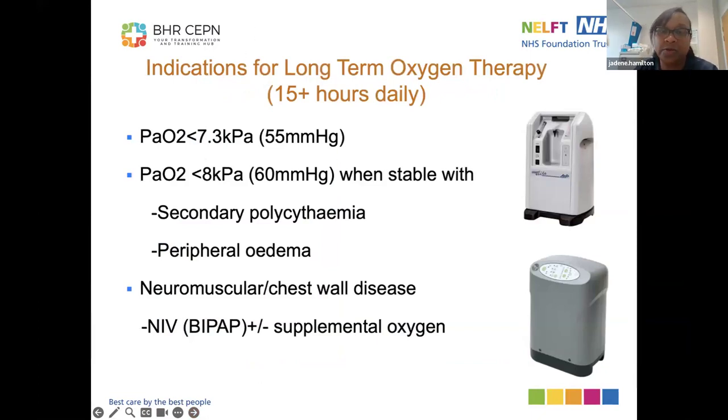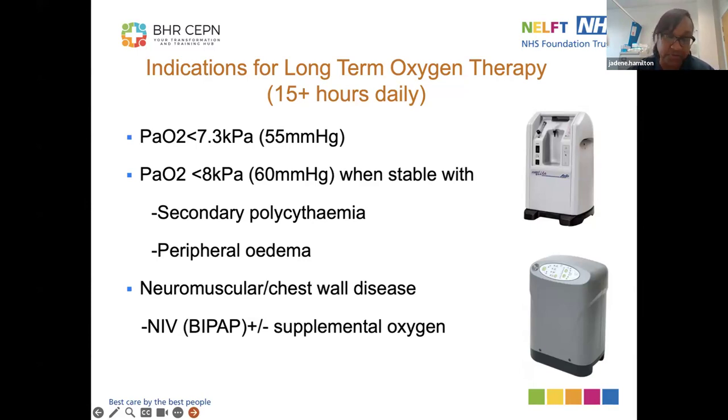Okay, so what are the indications for long-term oxygen therapy? When they come in, we do an assessment. So we're looking at their blood gases, and we're looking for a PO2 of less than 7.3. And if their PO2 is less than 8, we're looking to see if they have peripheral edema or any secondary polycythemia. When we say 15 hours a day, we expect patients to use it 15 plus hours, but not less, to get the benefit of the oxygen therapy, because it's there to reduce the workload of the heart. So that's a reason for prescribing.